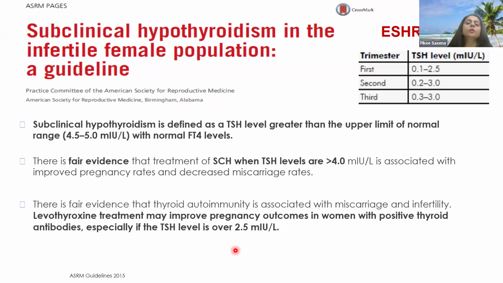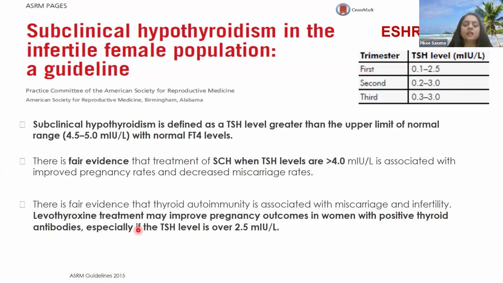So now coming to the endocrine problem, the most important problem which can be treated easily is subclinical hypothyroidism. So we know that a TSH level of more than 10 milli-international units is overt hypothyroidism. All of them have to be treated. But subclinical hypothyroidism, which is more than 4.5 to 5, should also be treated.